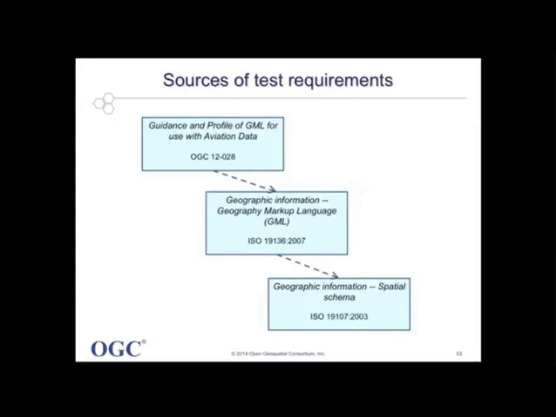Now, the test requirements were extracted from several documents, and these were the three main ones, starting with the GML AIXM profile itself, which makes use of, or is based on, the GML standard. Many of you appreciate that GML itself makes use of quite a range of geomatic standards defined in the ISO 19100 series. The most important of which for this exercise was the spatial schema, and in fact this was the source of most of the geometry constraints.